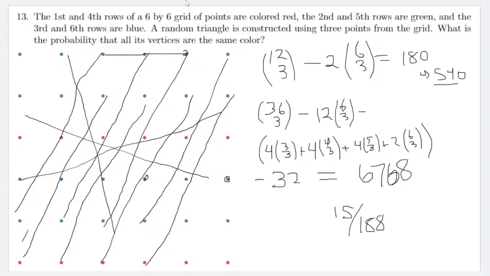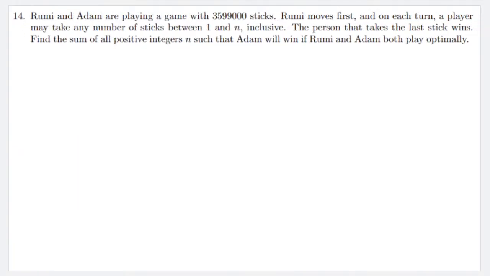Okay, number 14. So number 14 is this classic game taken to a crazy level. Basically this game is you take anywhere from 1 to n sticks, and the person that takes the last stick wins. So you want to find all of the n such that Adam will win if both players play optimally. So let's simplify this. When you have these ridiculously large numbers, let's simplify them. Let's say you can only take either 1 or 2 sticks.